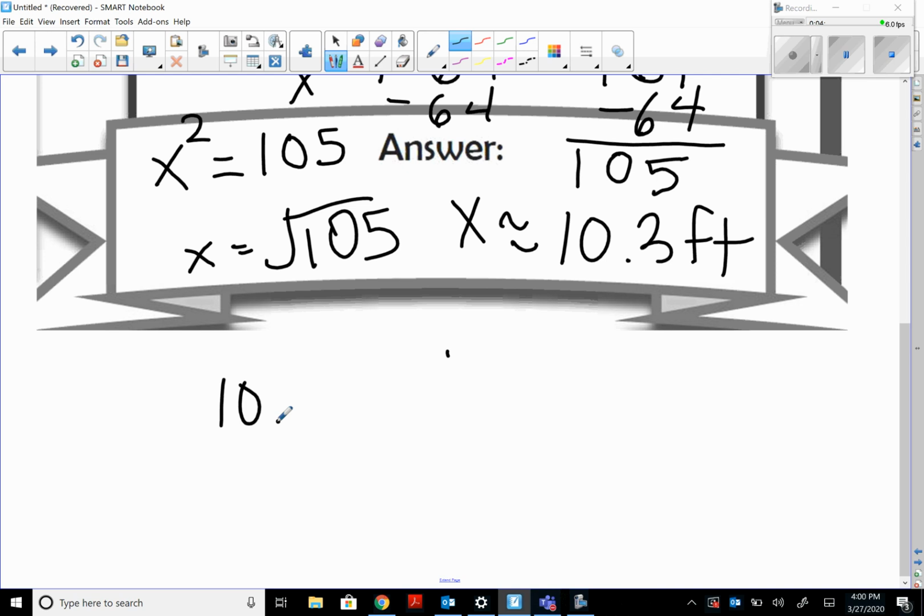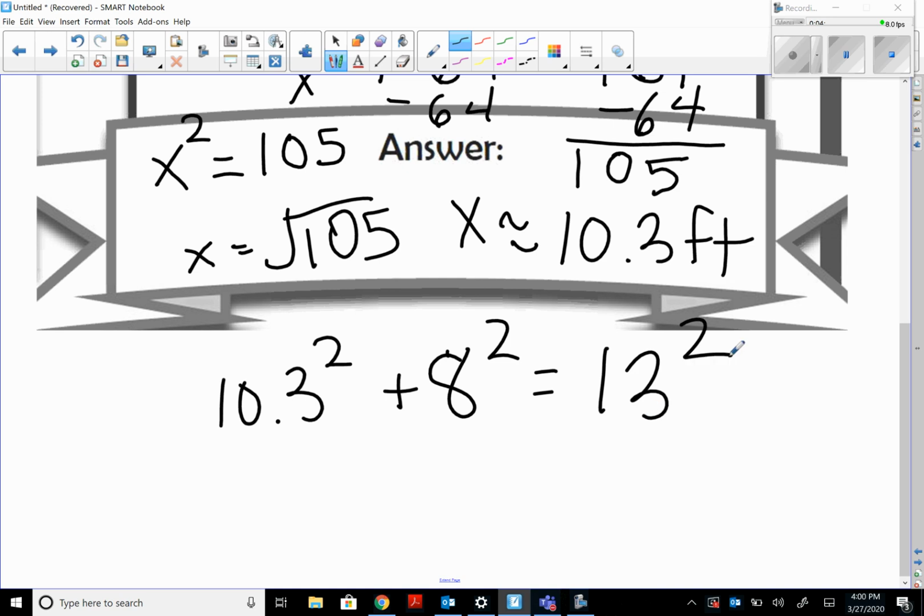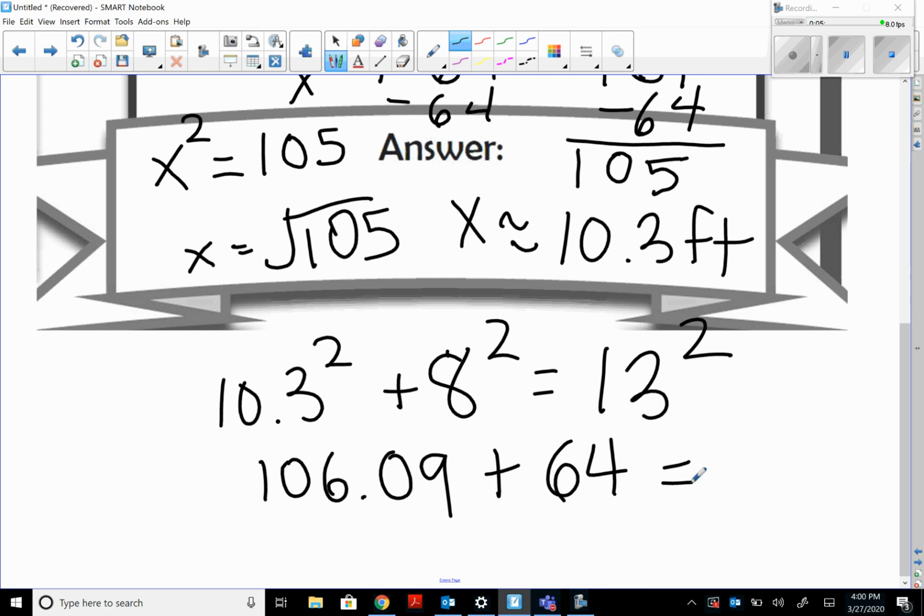10.3 squared plus the other side was 8, so 8 squared should be approximately equal to 13 squared. Now with my calculator, I'm going to do 10.3 squared. Again, I'm kind of rounding here because the 10.3 is rounded. And then 8 squared is 64. And then 13 squared is 169.